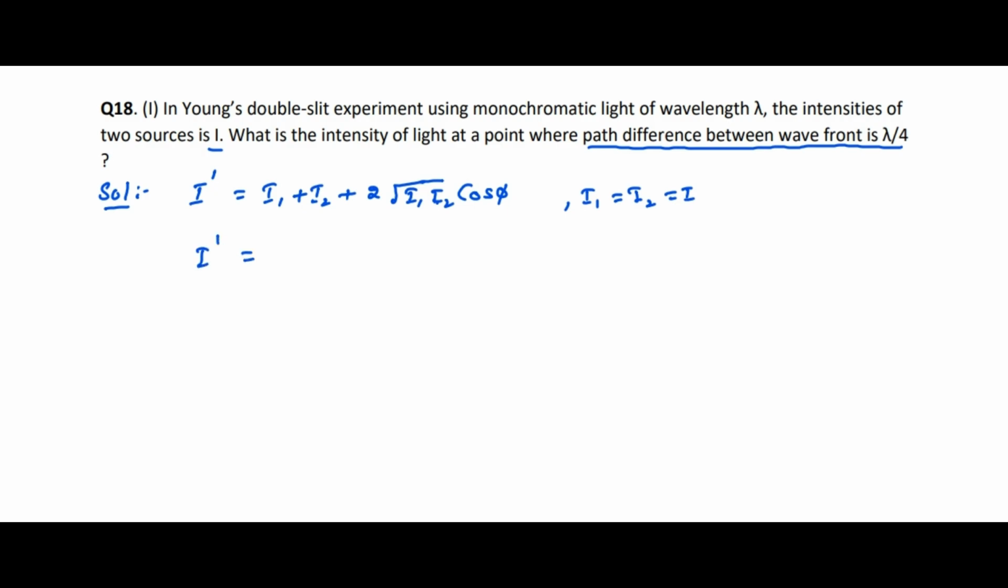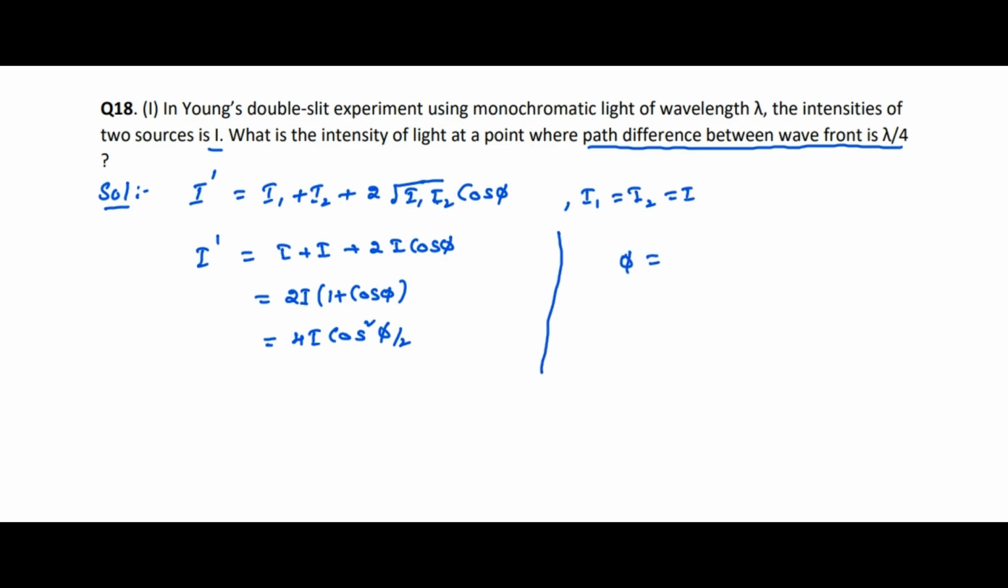So I dash is equal to I plus I plus 2I cos phi. That is nothing but 2I into 1 plus cos phi, which is also nothing but 4I cos square phi by 2. But here, the phase difference is equal to 2 pi by lambda into path difference. Path difference is given as lambda by 4, so this is equal to pi by 2.